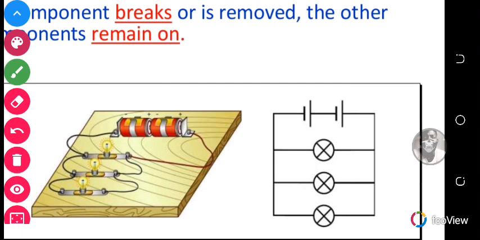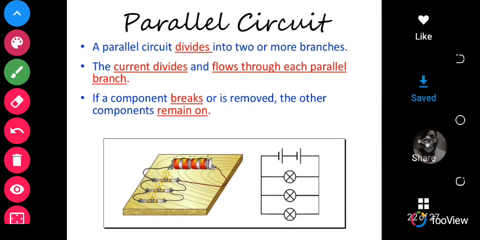When it comes to parallel circuits, the electrical flow is being shared. It's being shared for the three bulbs. So you realize that they don't shine very well, okay? Because the power is one, but it's being shared for this and this and that. So electrical bulbs in a parallel circuit don't shine clearly.